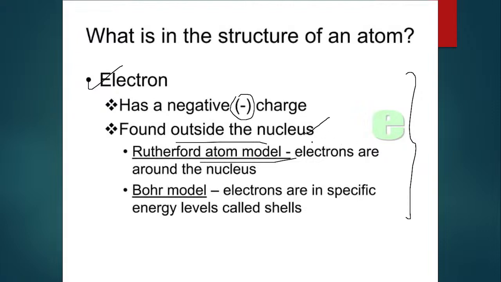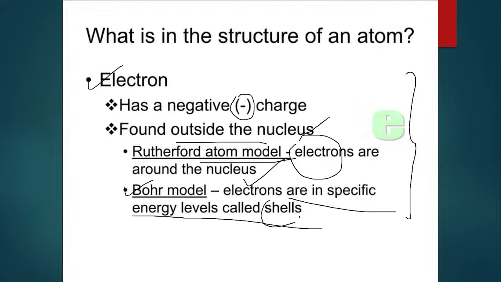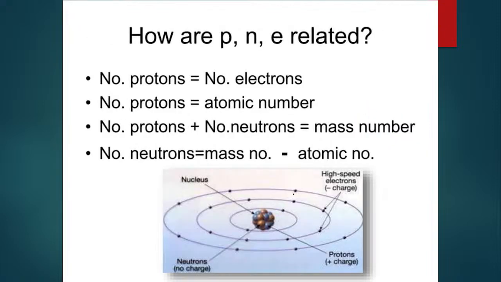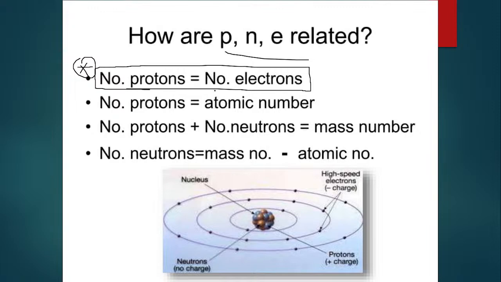According to Rutherford's model, the electrons are around the nucleus, whereas according to Bohr's model, the electrons are in special energy levels that are known as shells or orbits, that is K, L, M, N, like 1, 2, 3, 4. So if I'm talking about how protons, neutrons, and electrons are related, remember that protons are not always equal to the electrons. In some cases, maybe they are different, especially in the case of ions.